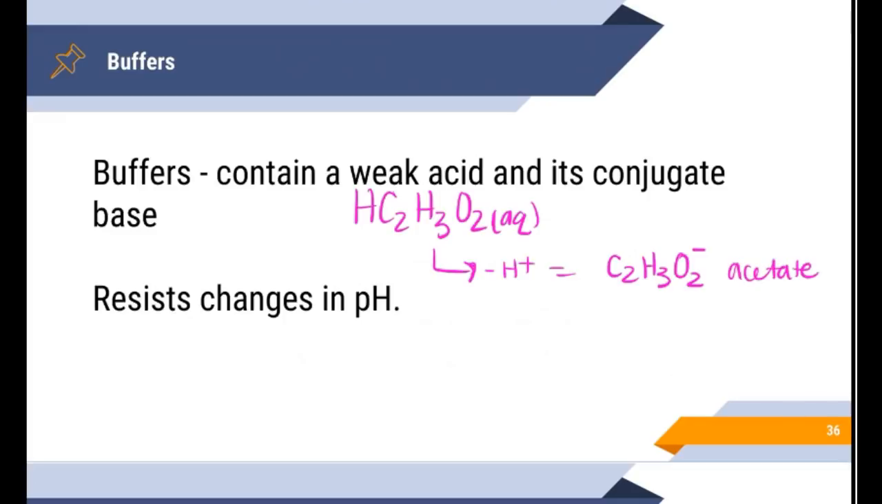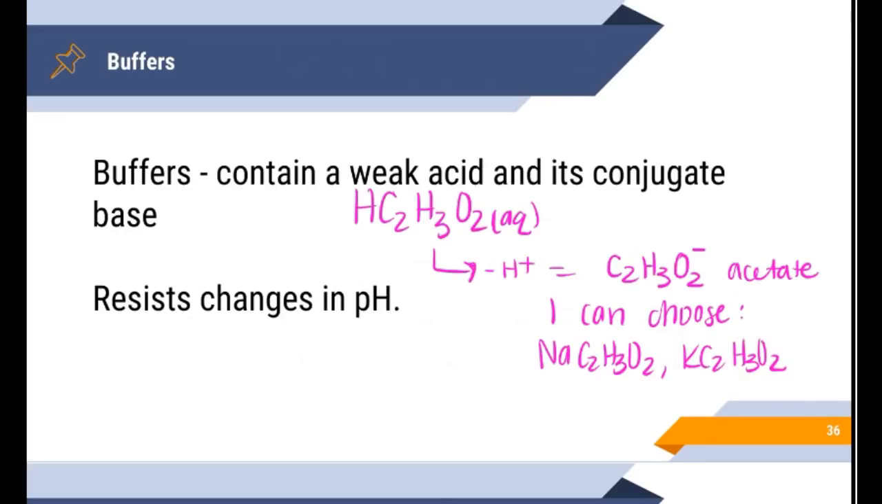I can't just go to the shelf and find acetate. I have to find something with acetate, because we can't just have a negative. Where does it get the negative from? Because it's bonded with something that gives it an electron. So anything that's going to make acetate soluble is fine for me to use as a conjugate base. Acetate is always soluble, so it doesn't matter what metal I put this with. I can choose sodium acetate, potassium acetate, or ammonium acetate. I can choose any acetate that has what I need.